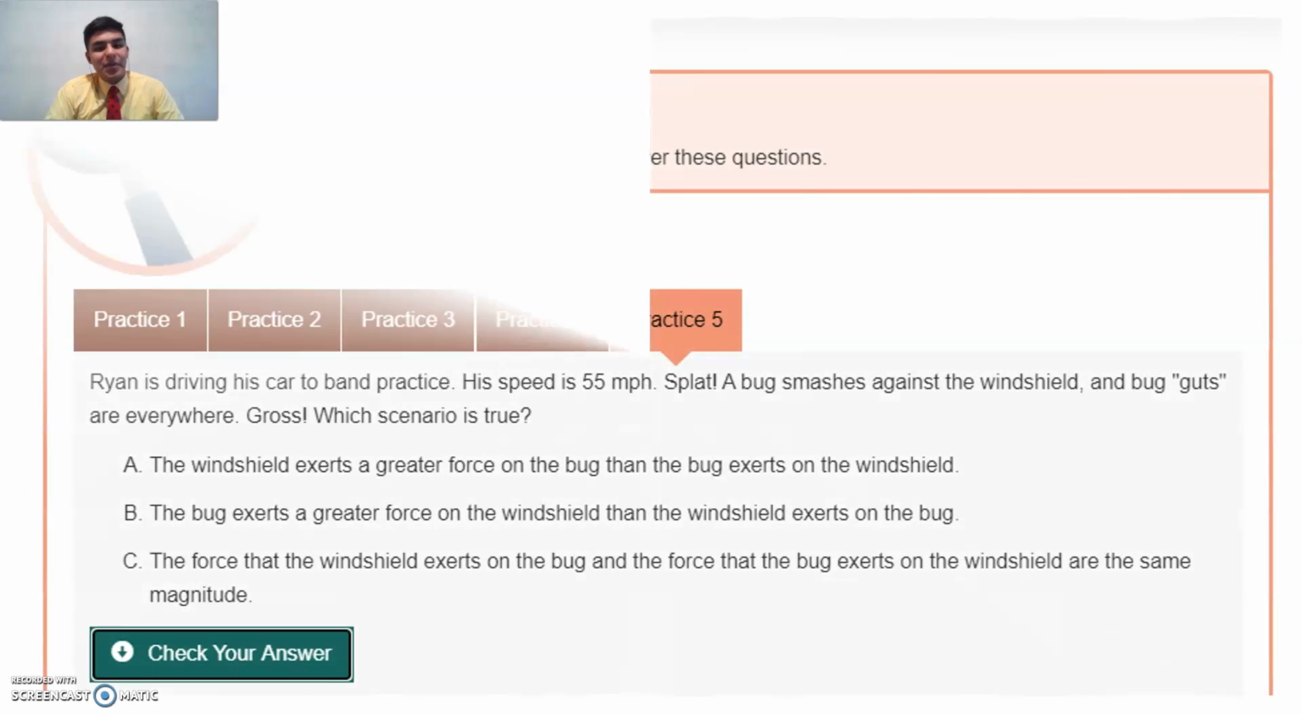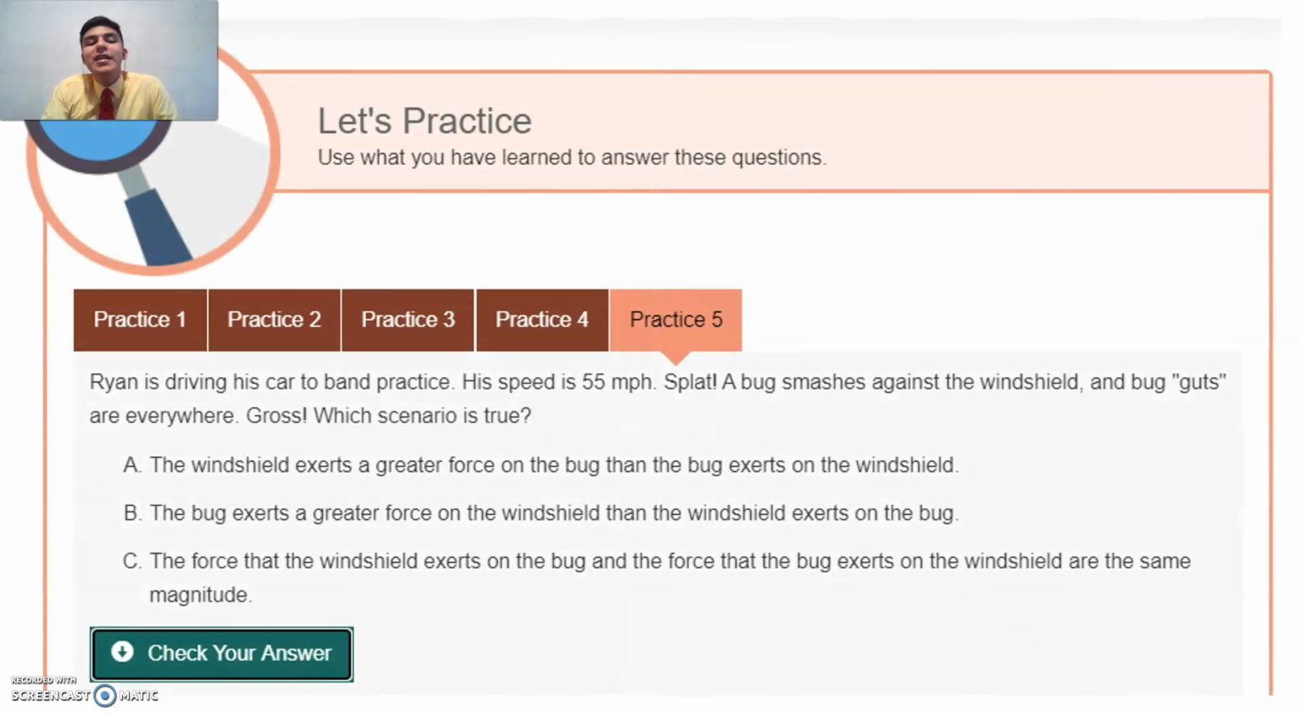Let's go with one last example. So Ryan is driving his car to band practice. His speed is 55 miles per hour. Splat. A bug smashes against the windshield and bug guts are everywhere. Gross, right? So which scenario is true? And one more time, let's go a little bit quicker over the options, and I'm going to tell you that the correct answer will be letter C. The force that the windshield exerts on the bug and the force that the bug exerts on the windshield are the same magnitude. So here's the thing, how is that possible?